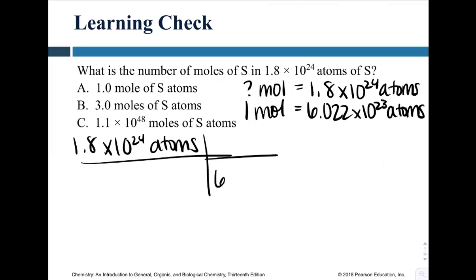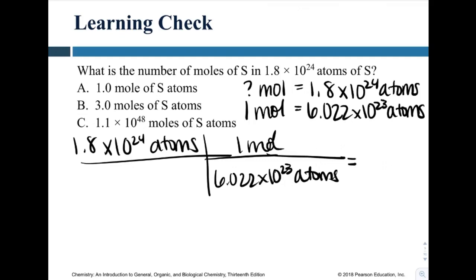atoms go on the bottom. The number that goes with atoms is Avogadro's number. Avogadro's number always goes with the small particle. It never goes with the mole, so be careful with that. Your atoms will cancel, and we're left with moles, which is what we want, so now we can do our math.